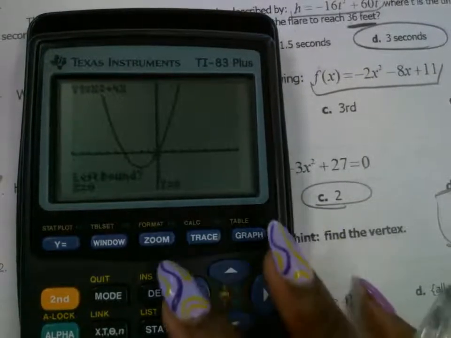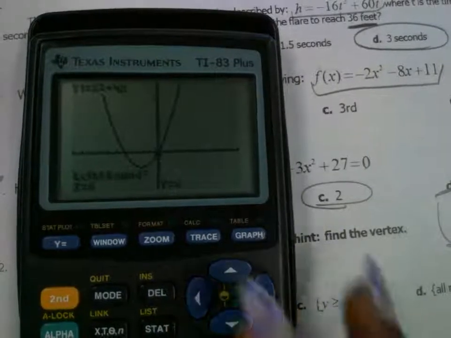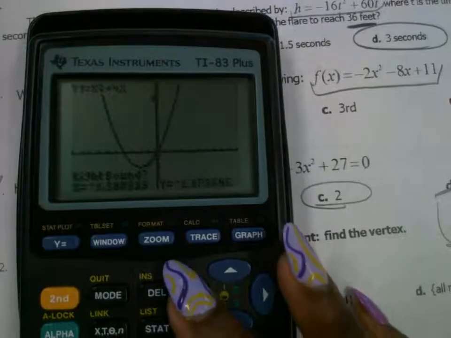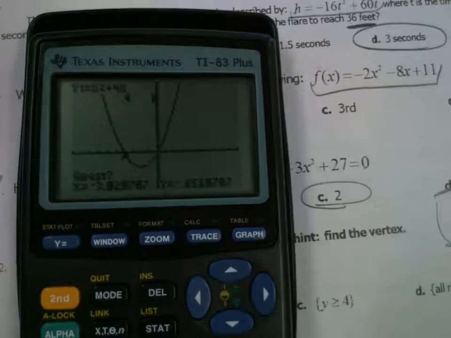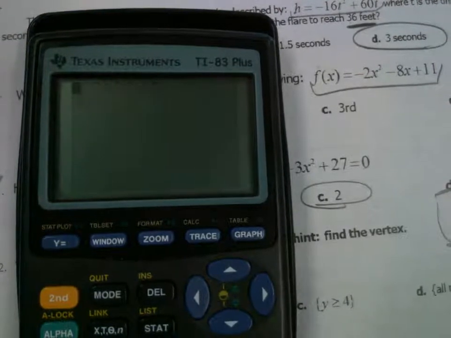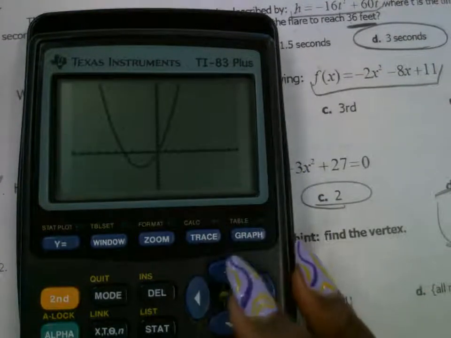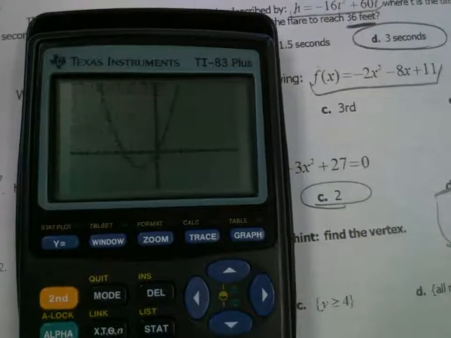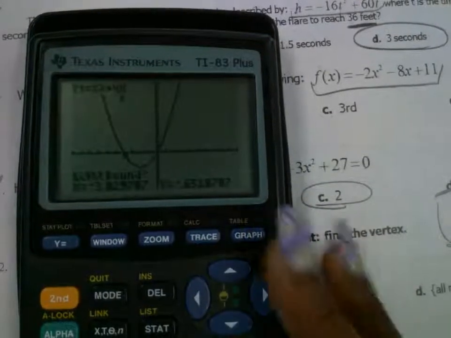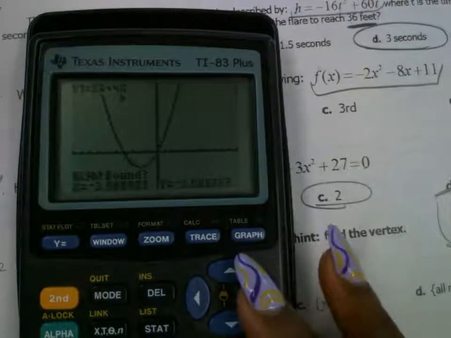So let's go on the left bound here. Let's go on the other side here, and then press enter. Oops, you know what, I did that wrong anyway. Left side of that parabola, Miss Reyes. Really, Miss Reyes? The left side is this side, and the right side is the other side.